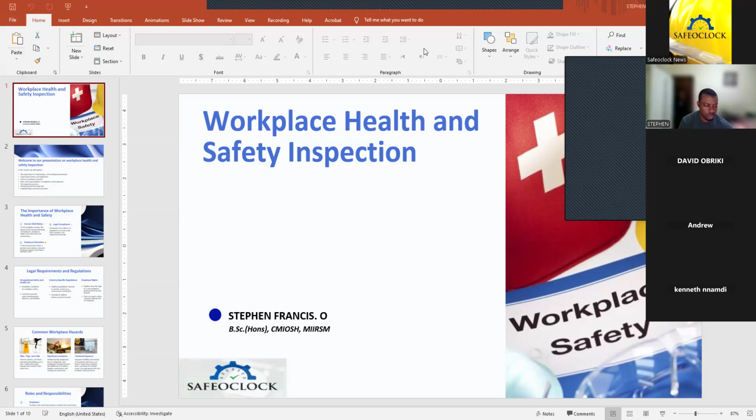For example, processes like confined space, working at height, line of fire, excavation. So the health and safety inspection checklist helps us to ensure all of these areas are looked into, even including PPE, as the case may be, and housekeeping as well.